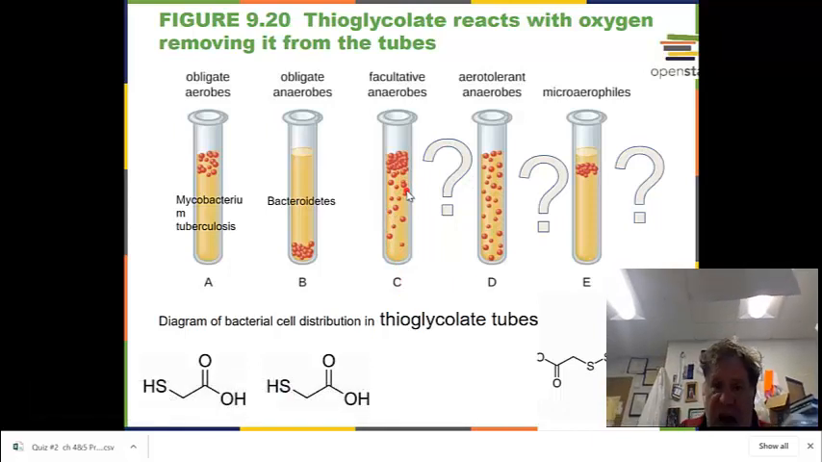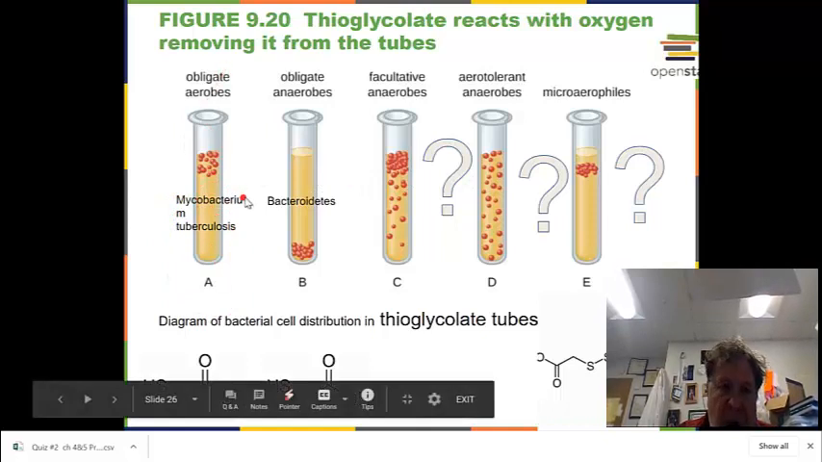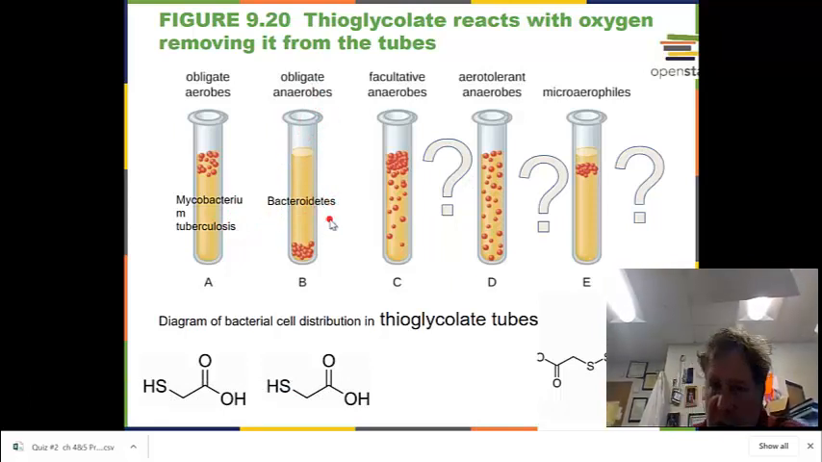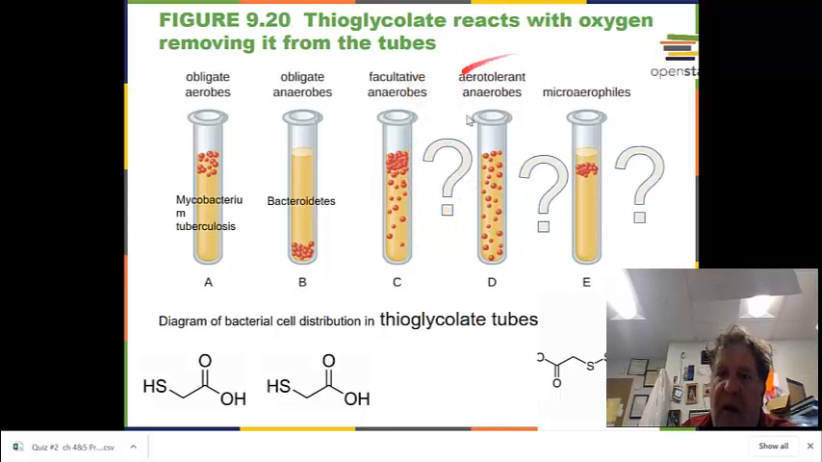Your muscles work the same way, and I'm not going to get into that. Some of the obligate aerobes include Mycobacterium tuberculosis, which causes tuberculosis. Obligate anaerobes would include organisms like Bacteroides that we find in the gut and in fecal matter. Facultative anaerobes have this particular growth pattern.